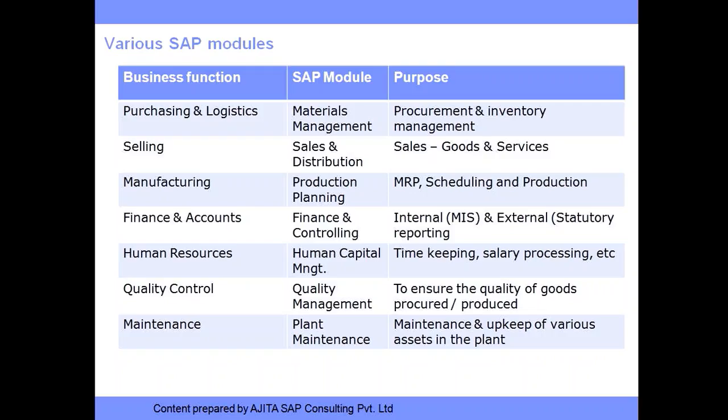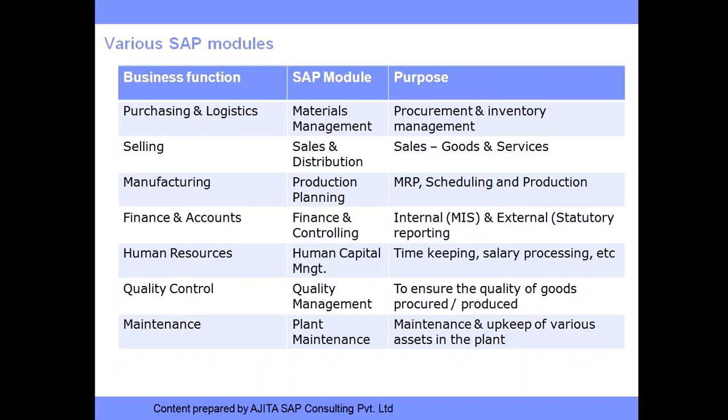So we all know that there are various business functions in any organization, and those business functions are like purchasing and logistics, selling, manufacturing, finance and accounts, human resources, quality control, maintenance, etc. In order to have all these business functions run properly, you need some kind of data management, data interpretation, etc. Right? So what SAP has given is that the ERP software as such is one, but to cater to all these business functions, they have given one SAP module for each of these business functions.